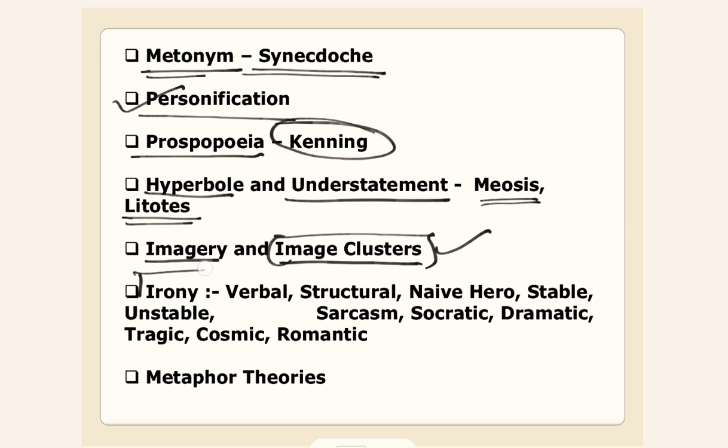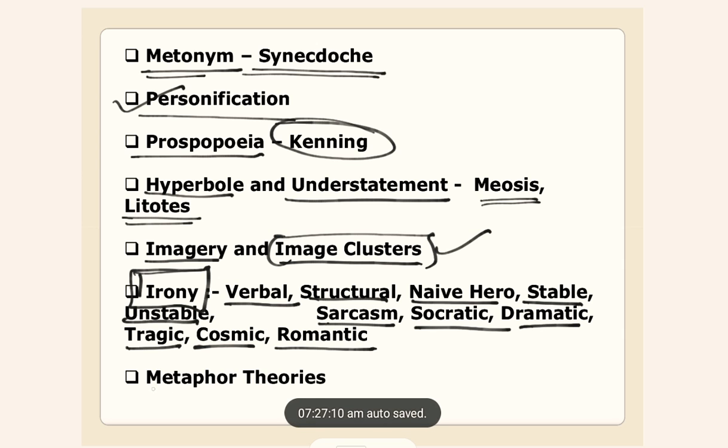And a very important figure of speech is irony. Here are different types of irony: verbal irony, structural irony, naive hero, stable, unstable, sarcasm, Socratic, dramatic, tragic, cosmic, romantic irony. These are the types of irony. Next, regarding metaphor, we have metaphorical theories.